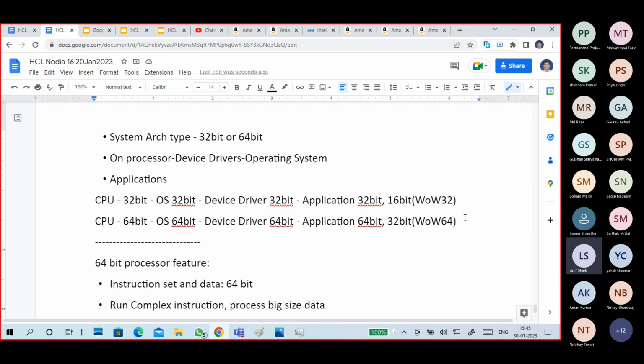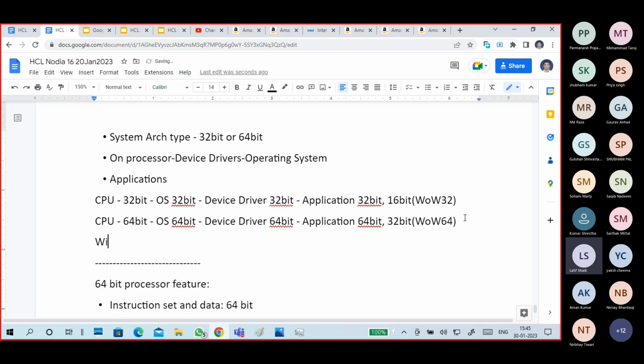You can get a doubt, sir, I download a 32 bit application and I am running it on a 64 bit machine. It is running fine. How is that? Windows 8.1 and of course Windows 10 have a built-in WoW feature. That is the WoW64 feature.